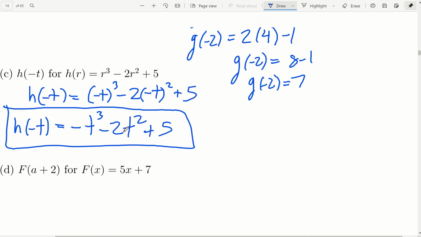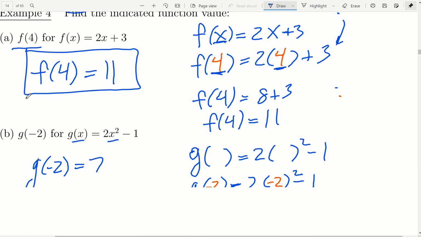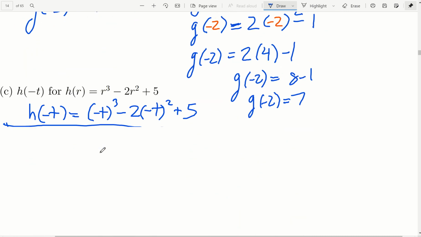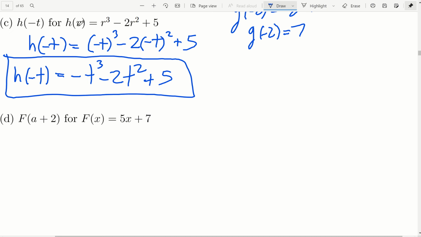If we go back and contrast what we got from parts A and B, notice that in part A and part B we plugged real numbers into the function. We plugged in 4 and negative 2, and our outputs were real numbers. We got out the values 11 and 7. In example C, we took the function h and evaluated it at an algebraic quantity involving the variable t. Not surprisingly, the answer we get ends up being an algebraic quantity involving the variable t. So h of negative t is negative t cubed minus 2t squared plus 5.